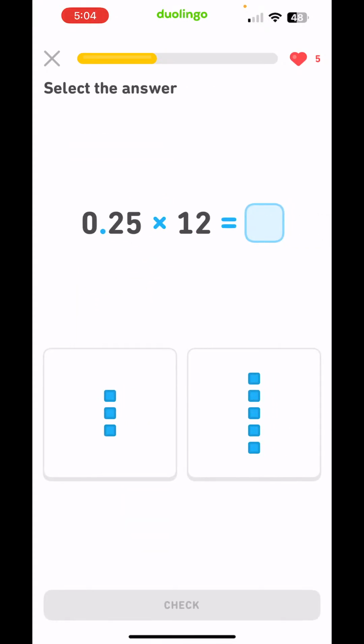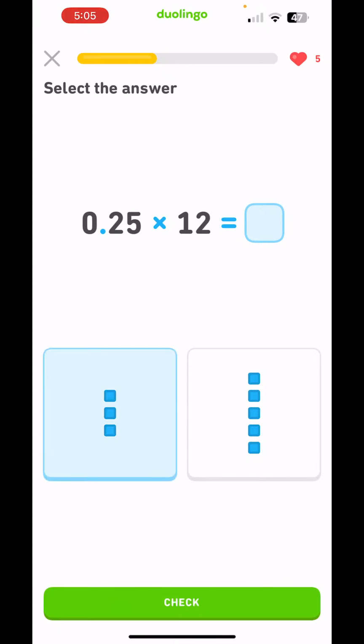Oh, wow. Okay, 0.25 times 12. All right, let's see. What would that be? 10, 6, 4, 2, 0, 10, 3. Bring down the decimal. So the answer is 3. What did you guys get? I got 3. Bring down the decimal. Yep, it's 3.